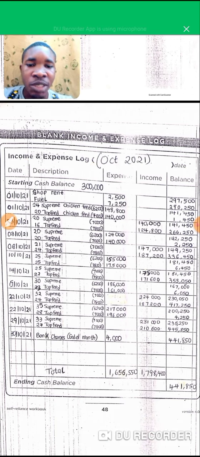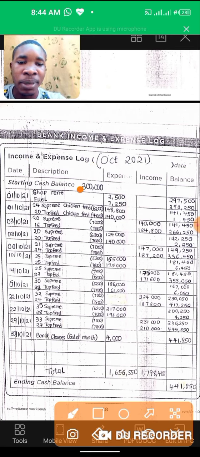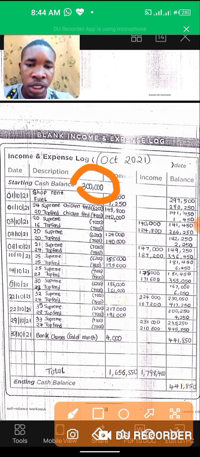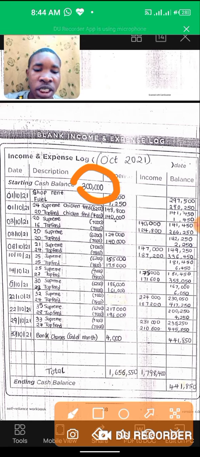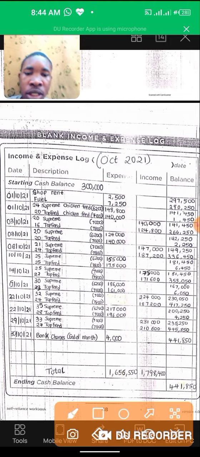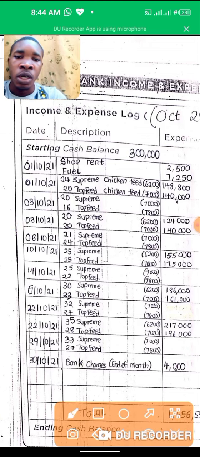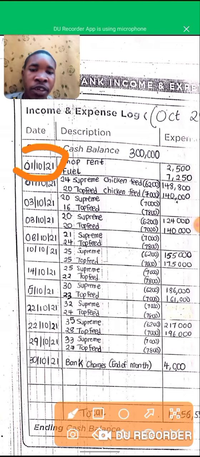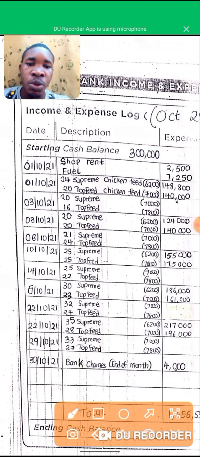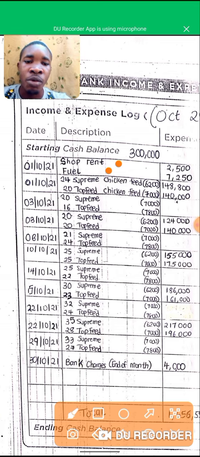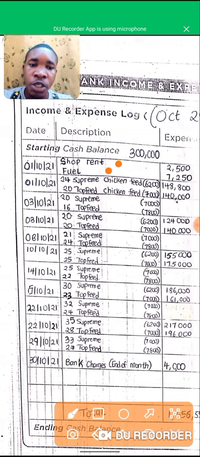So now we start with what? We start with your starting cash balance. Of course, as we all know, 300,000 naira is the starting cash balance. Then, on the first of the month, let me zoom in a little. On the 1st of October 2021, what did we do? We paid shop rent and we bought fuel.